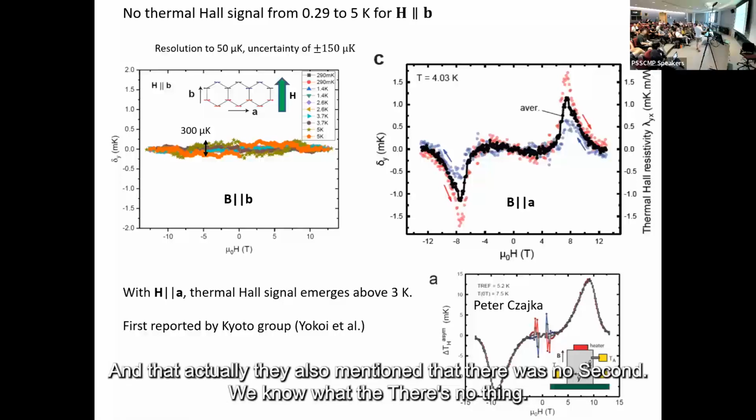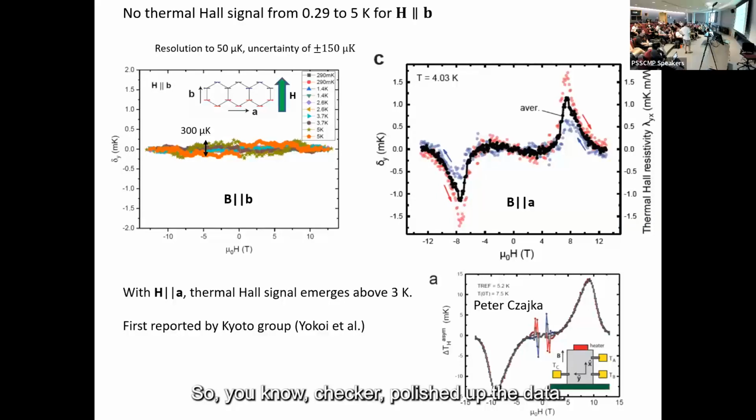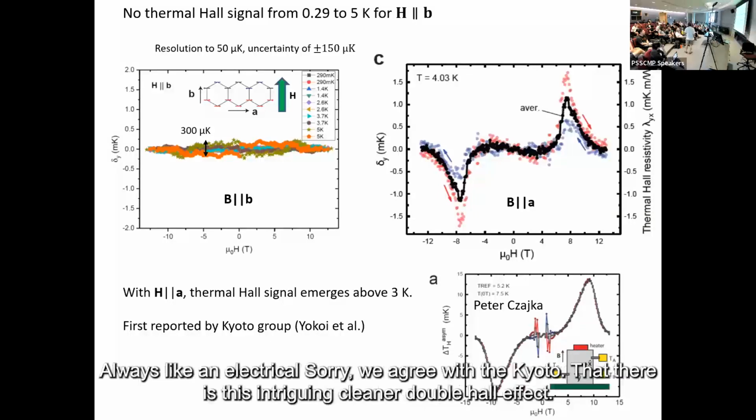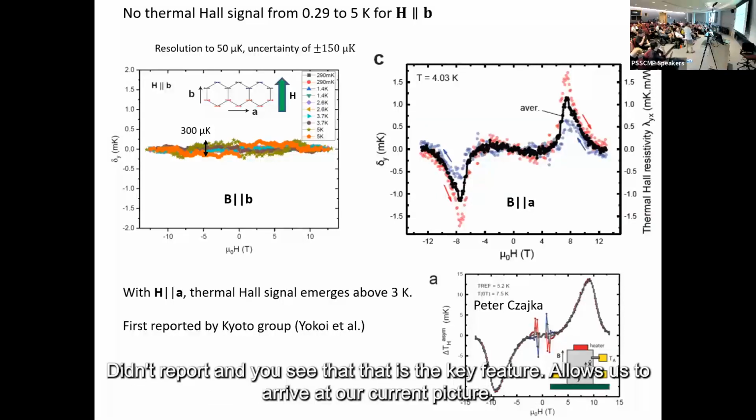And actually they also mentioned that there was no second one. So there's no quantization here. There's no signal. But this paper claimed that once you tilt it parallel to the zigzag axis, this peak here corresponds to quantization. So Peter Checker polished up the data, and you can see that now you can measure it with a very good signal to noise ratio, almost like an electrical measurement. So we agree with the Kyoto group that there is this intriguing planar thermal Hall effect. The disagreement is whether this is quantized and what is its temperature dependence. That's the one thing that they didn't report. And that is the key feature that allows us to arrive at our current picture.